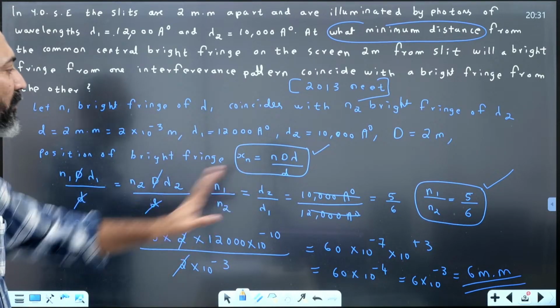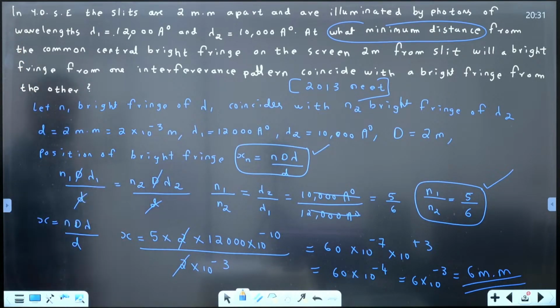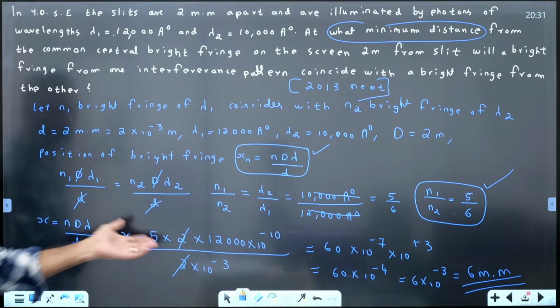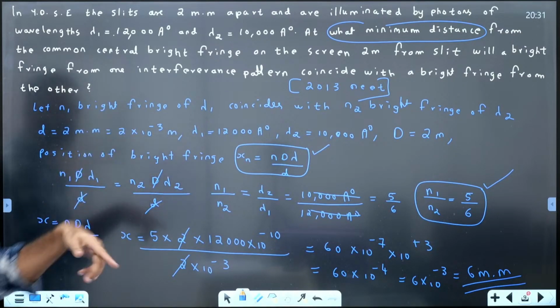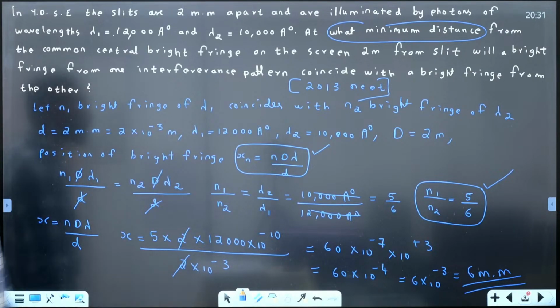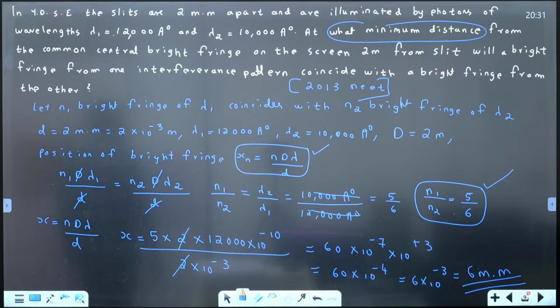n1 by n2 is equal to 5 by 6, so we put n1 as 5. When you consider position x equal to n D lambda by d, put n1 equal to 5. Capital D we already know is 2. Lambda 1 is 12,000 angstrom, converted to meter, 12,000 into 10 raised to minus 10, divided by small letter d, which is 2 millimeter, also converted. And I got the answer 6 millimeter. It's a previous 2013 NEET question.